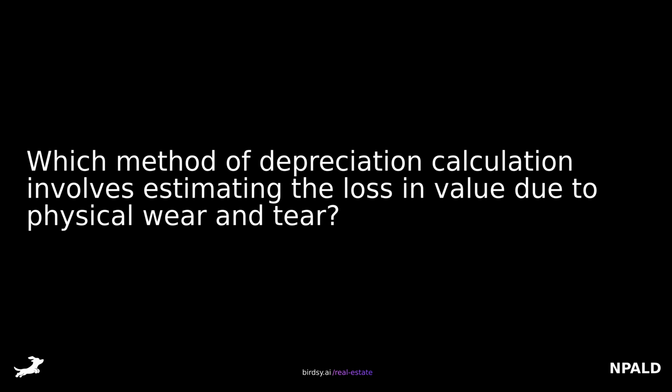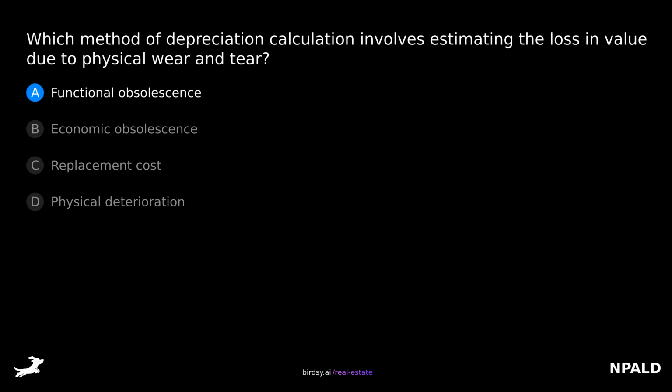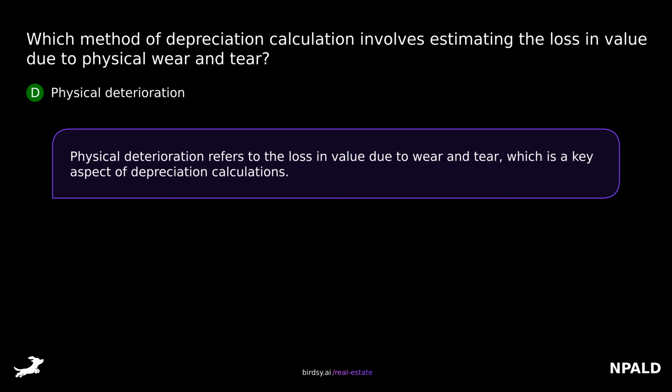Which method of depreciation calculation involves estimating the loss in value due to physical wear and tear? Is it A, functional obsolescence, B, economic obsolescence, C, replacement cost, or D, physical deterioration? The correct answer is D, physical deterioration. Physical deterioration refers to the loss in value due to wear and tear, which is a key aspect of depreciation calculations.